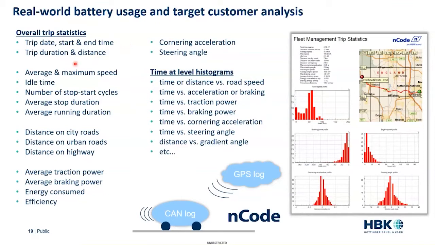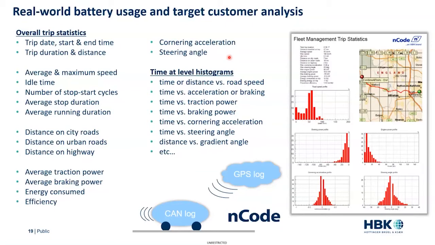We can also look at things like the trip duration and distance. We can look at all the different speed profiles. And in a bus, an important one is the idle time, the number of stop-start cycles. What's the stop duration? What's the running duration between each stop? How far does it spend on city roads, urban roads, highway, all from GPS? And we can also look at things like the active tractive power, braking power, the energy consumed, and the overall efficiency. And for those who are interested, we can even do things like cornering acceleration and steering angle as well when you're trying to get the road load data correlation done, which we were trying to also reproduce on proving grounds here.